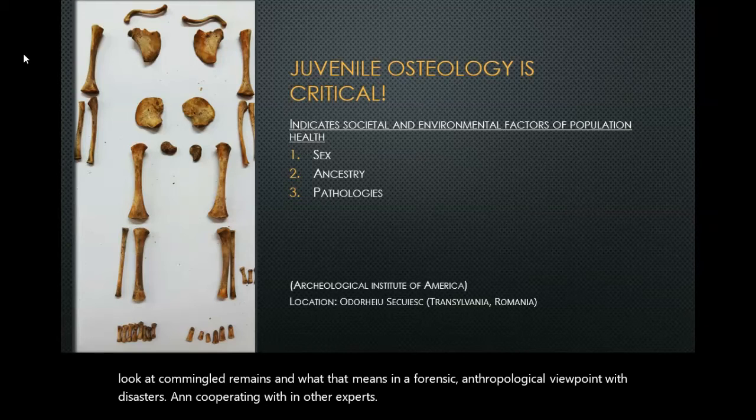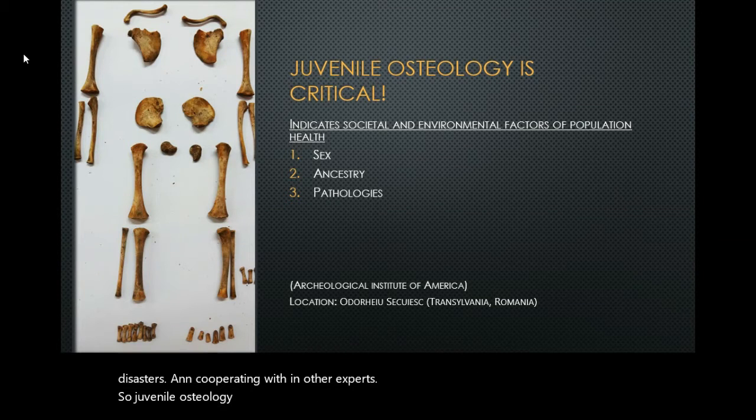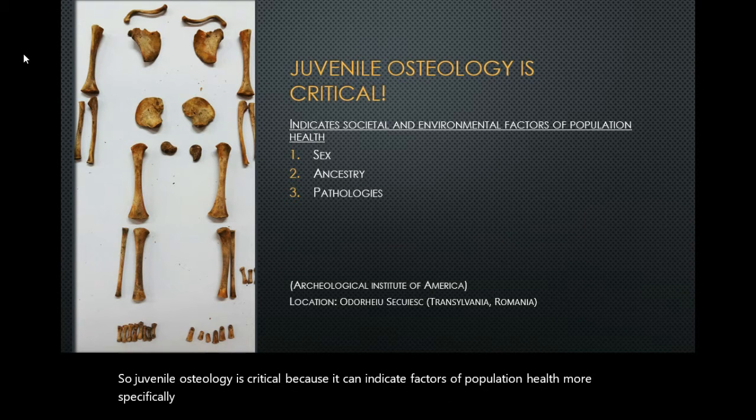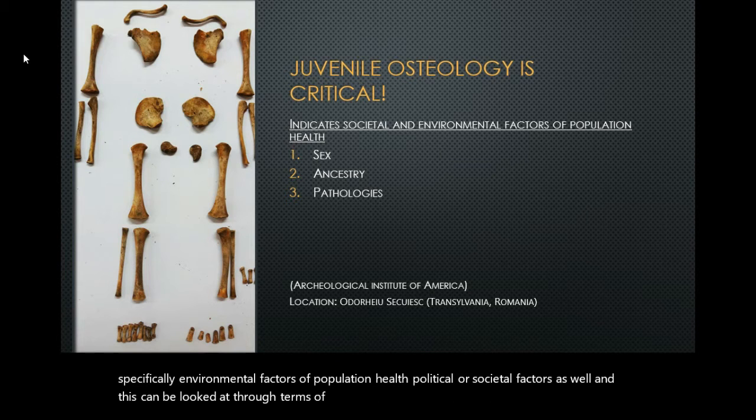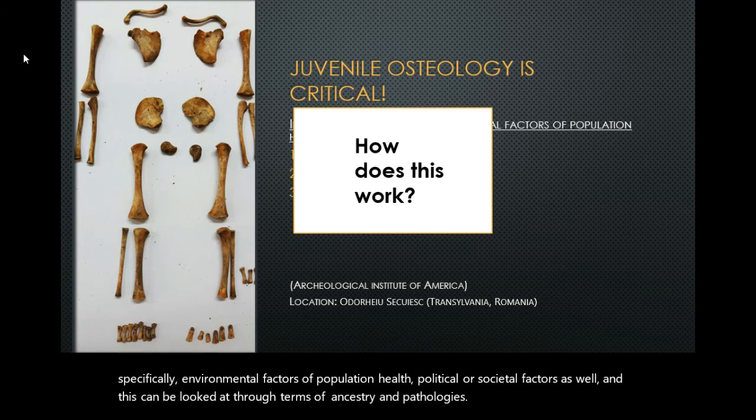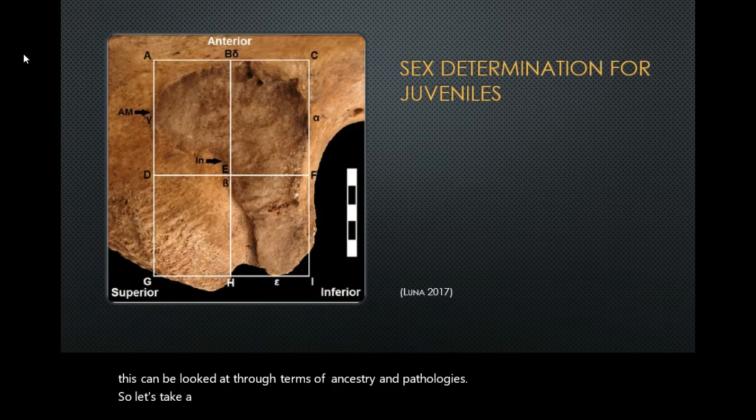So juvenile osteology is critical because it can indicate factors of population health, more specifically environmental factors of population health, political or societal factors as well. And this can be looked at in terms of sex, ancestry, and pathologies. So let's take a look at how this works.